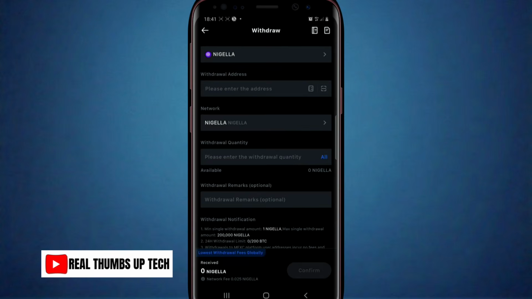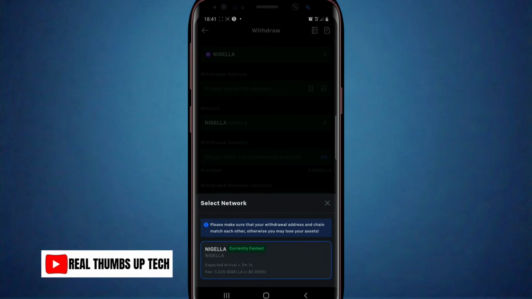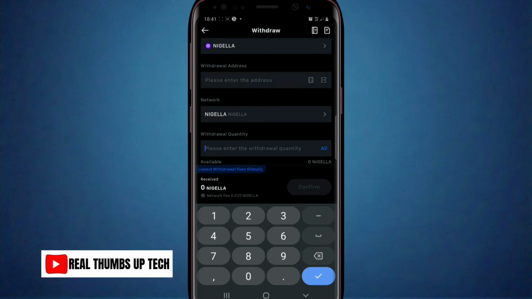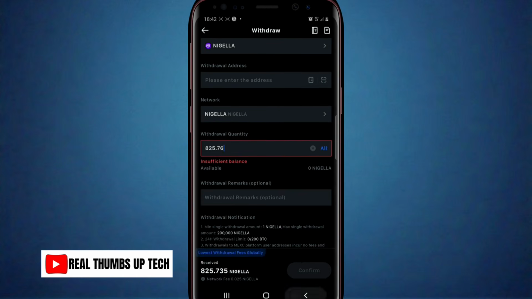Okay. So we are withdrawing this. You can see that their network is the Nigeria network. That is the only network they have, and it is very low and currently the fastest network, within 2 minutes and a second. Okay, so let me paste the amount I have here under where it says withdrawal quantity. Okay, I have it there. All right, so I'll be getting around 825.735. So let me assume they will remove their charges. So I'll be getting around maybe 825, something like that.